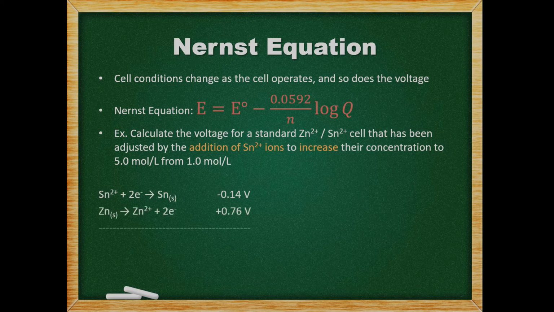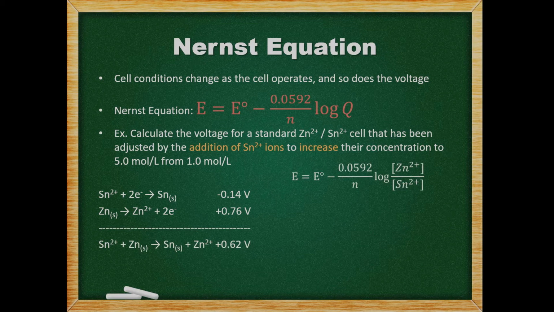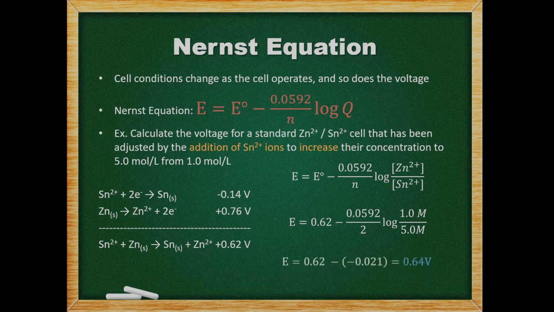If the ion on the left side of the redox reaction is increased, then Q will become less than 1, and log Q will become negative. This means you are now adding a number, resulting in a greater voltage.